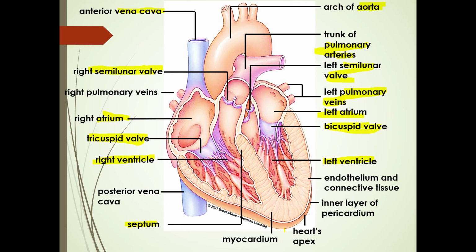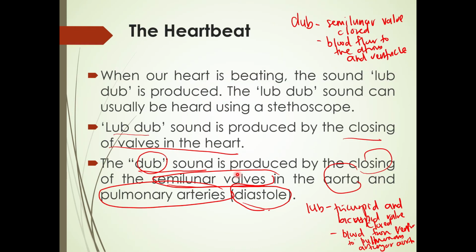I hope you can understand. So let me summarize what happened during the dub and the lub sound. For dub, the semilunar valve closes, and blood flows from the atrium to the ventricles. This is called diastole. For lub, the tricuspid and bicuspid close, and the blood will enter the pulmonary arteries or the aorta. We call that lub, and it is the systole cycle.